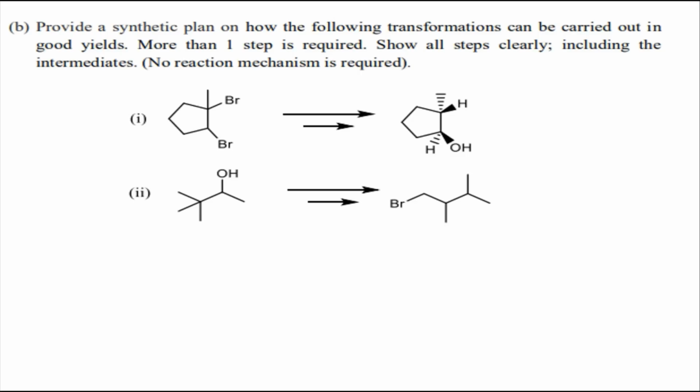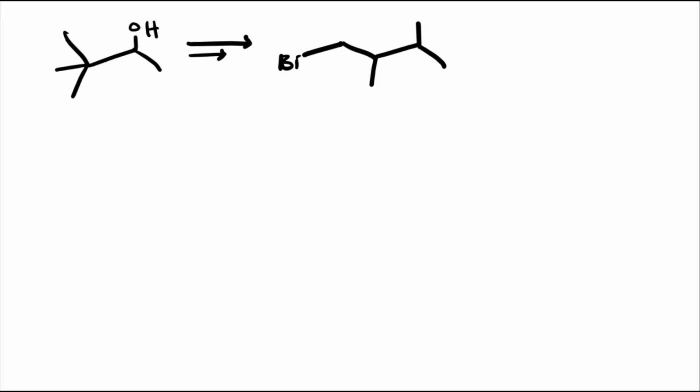Okay. Question 2 was, provide a synthetic plan on how the following transformations can be carried out in good yields. More than one step is required. Show all steps clearly, including the intermediates. No reaction mechanism is required. Okay, so I'll just pick one of these, and I'll pick this complicated one here. All right. So now they're asking us, in more than one step, how do you produce this compound from this compound?